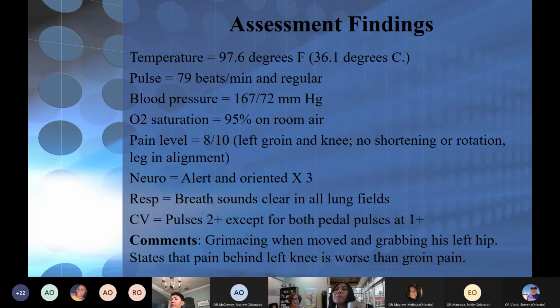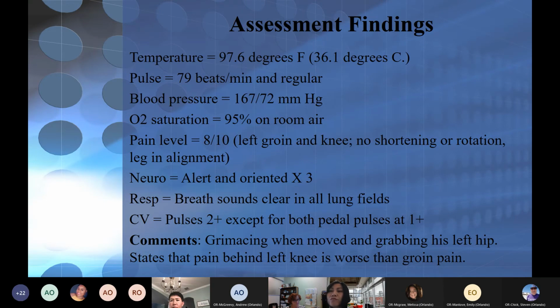So if you're clustering your data from this assessment findings, what data would you include potentially for pain? You're referring to blood pressure. To left groin? Okay, I heard blood pressure. What else? Did I hear pain? Somebody said something about a groin. Okay, so pain level of 8, a little bit high blood pressure. What else?